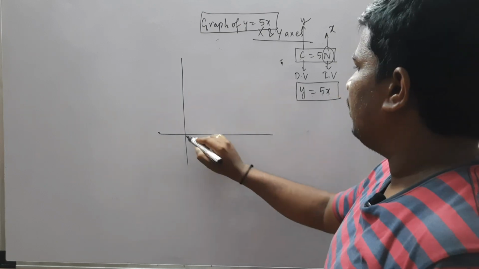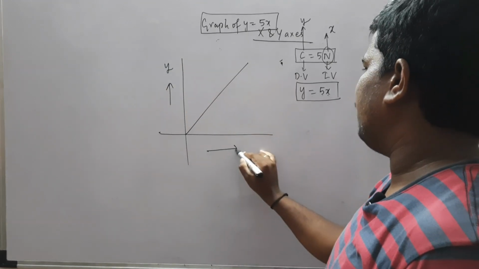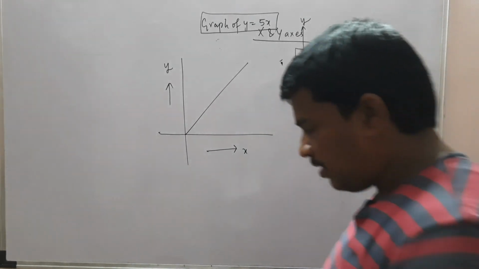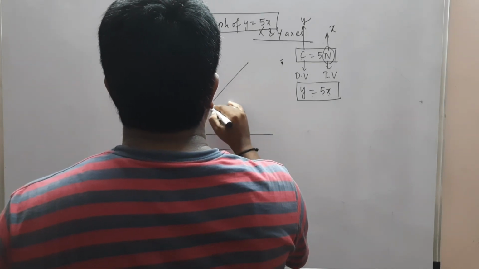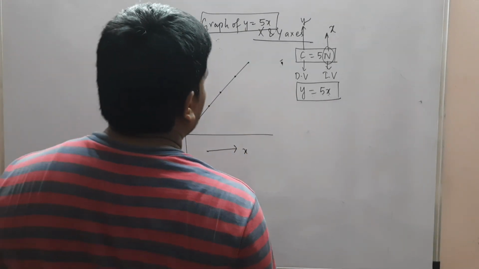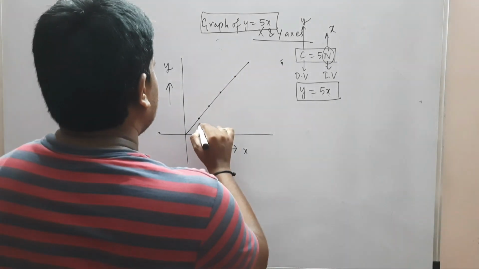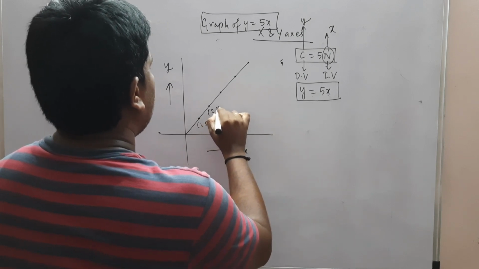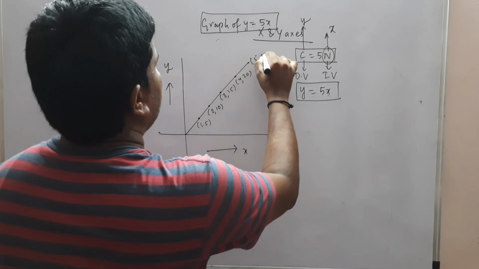Okay, so this is the shape of the graph. These are y values, these are x values. This is the shape of the graph. Fine. Now, we considered various points and we joined them. So we got the locus of all those points as a straight line. So this is 1 comma 5, this is 2 comma 10, this is 3 comma 15, this is 4 comma 20, this is 5 comma 25.